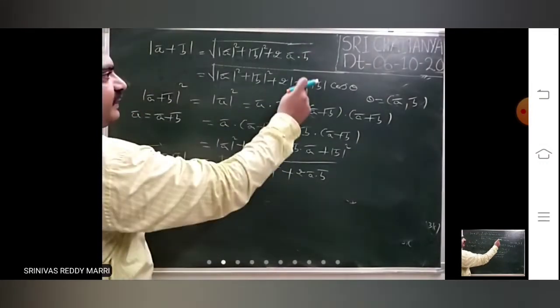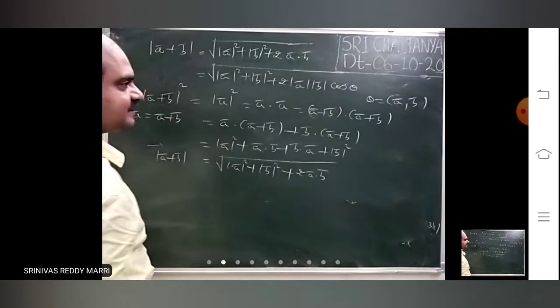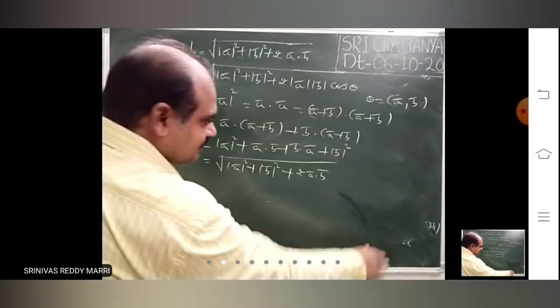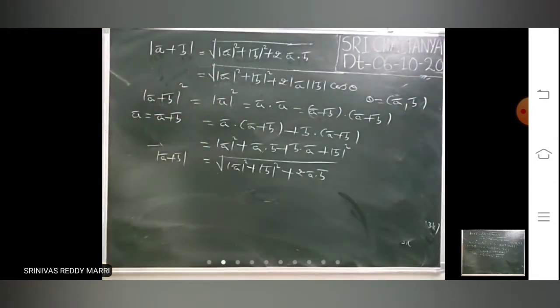So this is a dot b, if you write modulus a bar into modulus b bar into cos theta. I know about physics also. I am BTech computer science. I can teach physics also, no problem. After coming to the college, I will teach you.